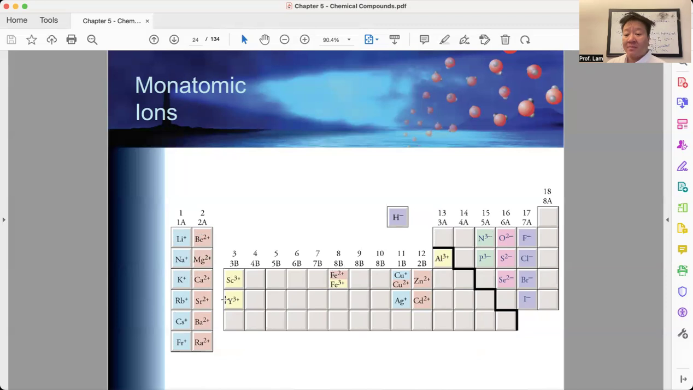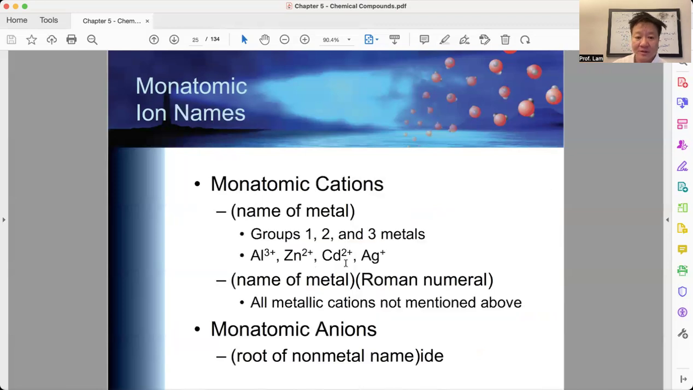The ones that you can predict, I call them fixed charge metals or fixed charge ions, because you have nonmetals as well, right? They're fixed because they're not going to have any other charge. So you should know the ones that are fixed, but you don't have to memorize. Again, use your periodic table.